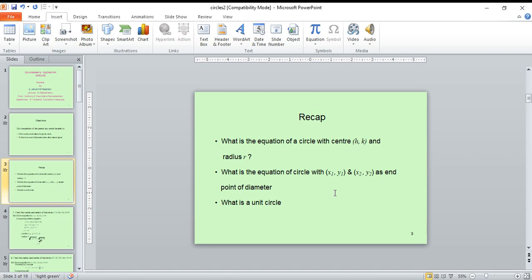What is the unit circle? A circle having radius 1 unit is called the unit circle, and also the point circle. A circle with radius 0 is called a point circle, that is, a point is called a point circle.